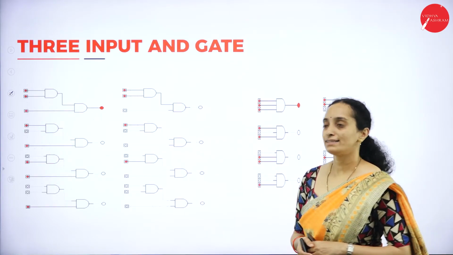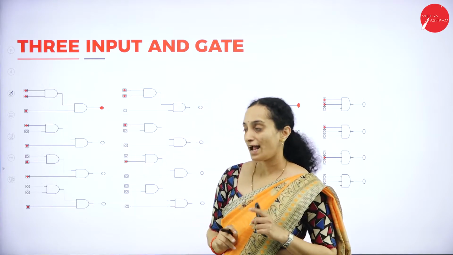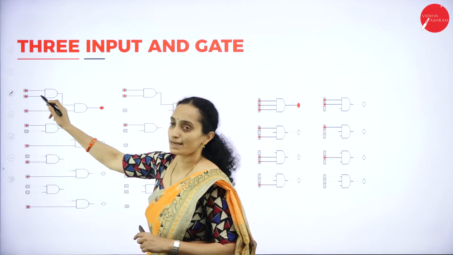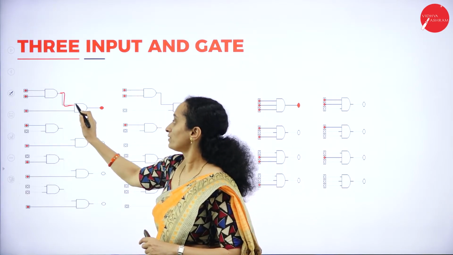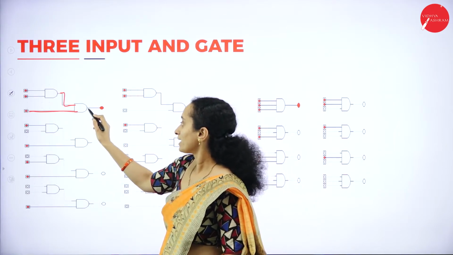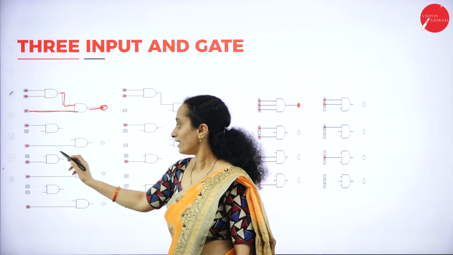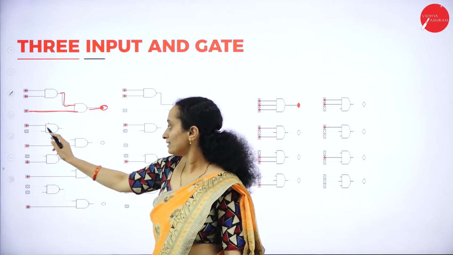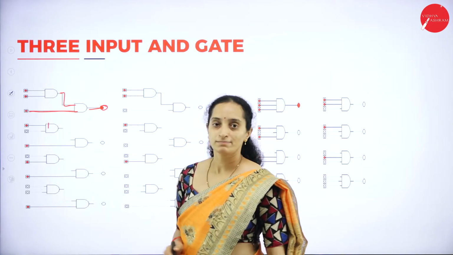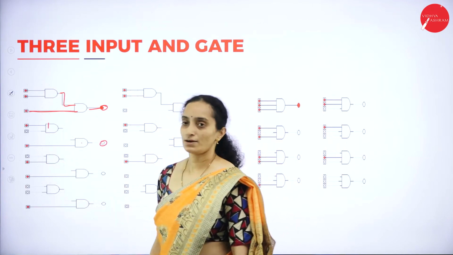Now we have a 3 input AND gate here. Instead of 1 AND gate, you can use 2 AND gates. One AND gate gets 2 inputs. This output acts as 1 input for the next gate, and another input is coming in. This is the final output. Like this, another combination is possible with 2 inputs to get the output.